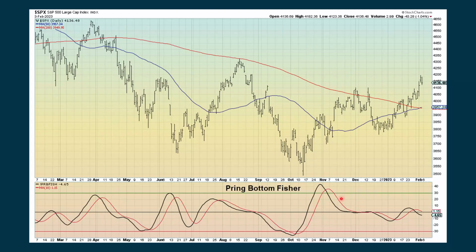The Pring bottom fisher generated a signal back in the early part of January, which was confirmed by other charts that we look at. Since we've been going up, chopping around a little bit, the Pring bottom fisher signal has been going away. And this, as the name suggests, is really good at finding bottoms and then turning back up. It doesn't necessarily tell us when we've hit a top.